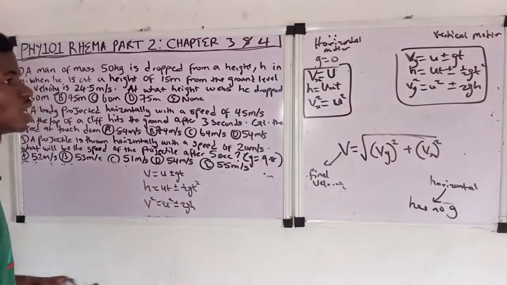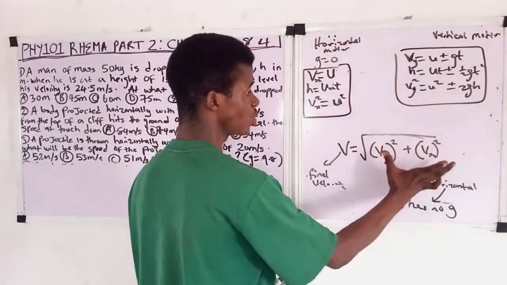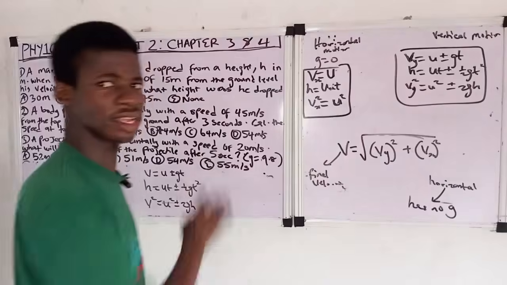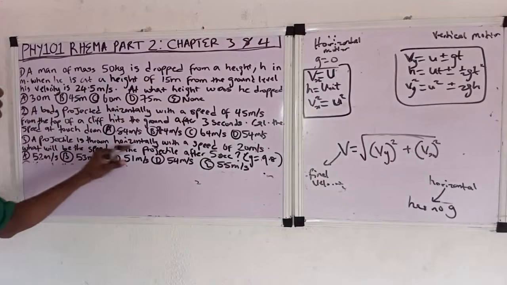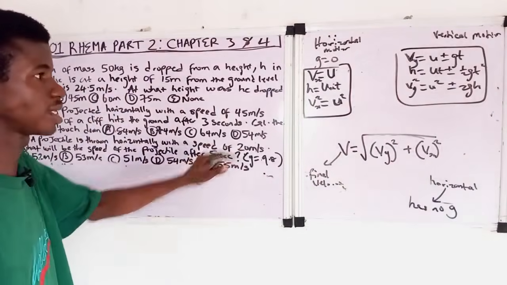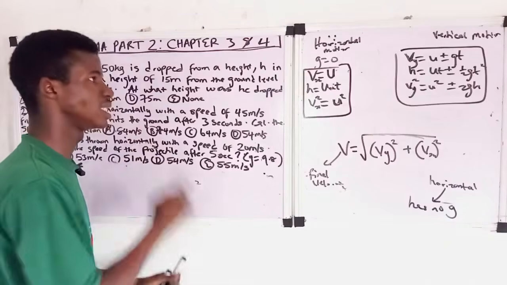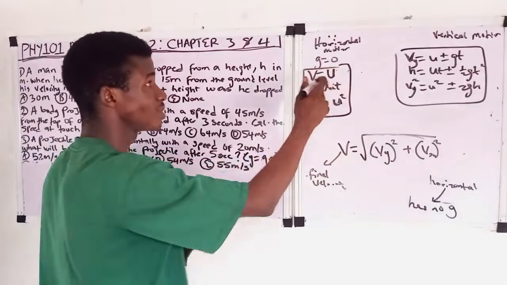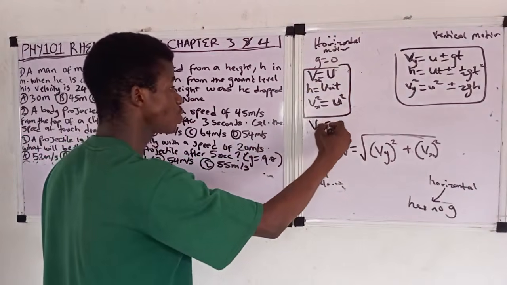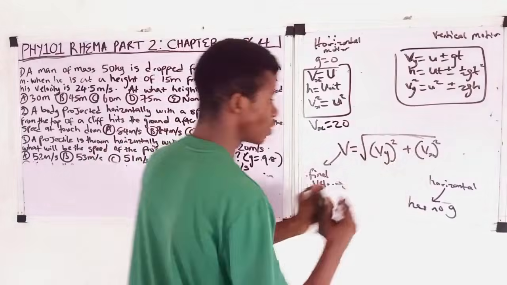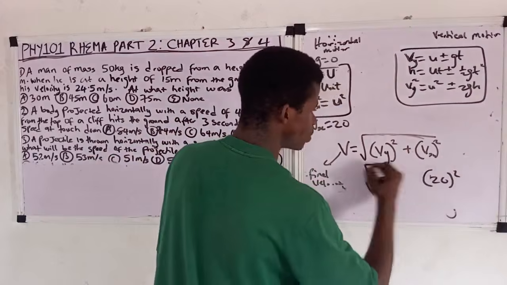Now let's go back. So we are looking for vx and vy. Once you do everything, take the square root, we get our final velocity. Simple. Okay, so let's do it. They said a projectile is thrown horizontally with a speed of 20 meters per second. Look at, they said horizontally. So that is telling us that the horizontal velocity is 20, right? So vx is 20. So we put 20, then square, then the square root.